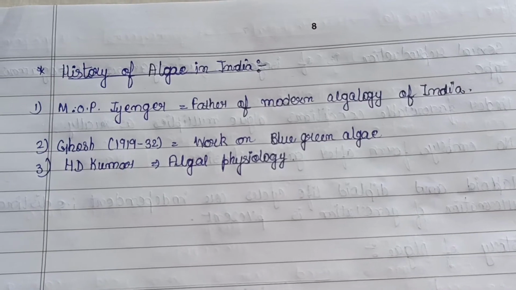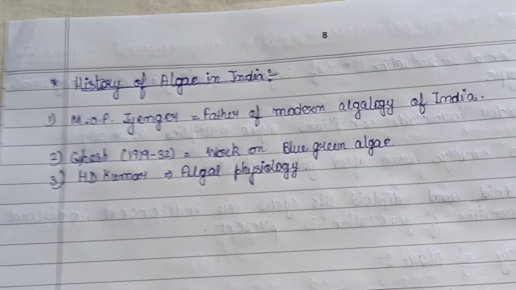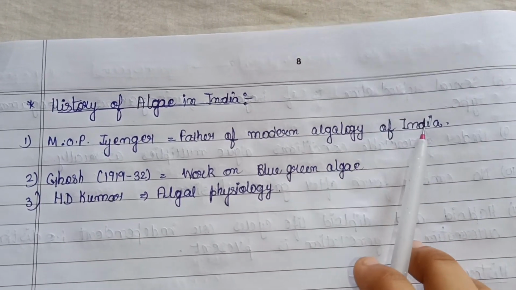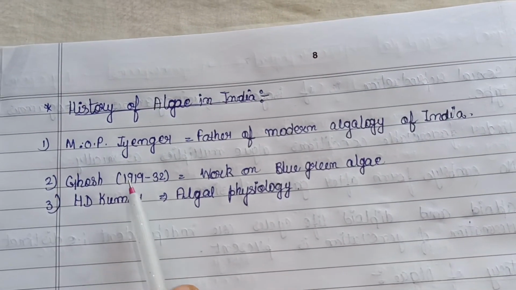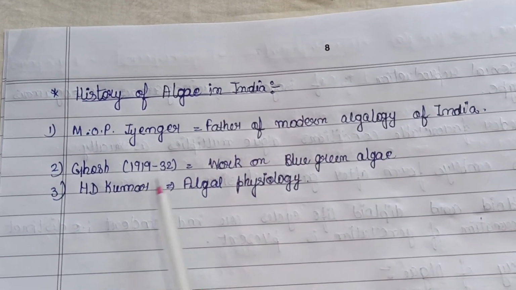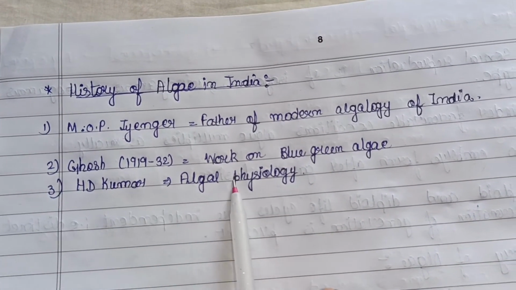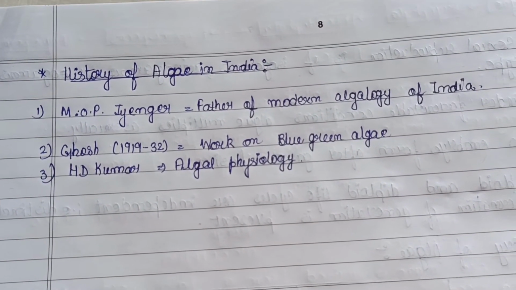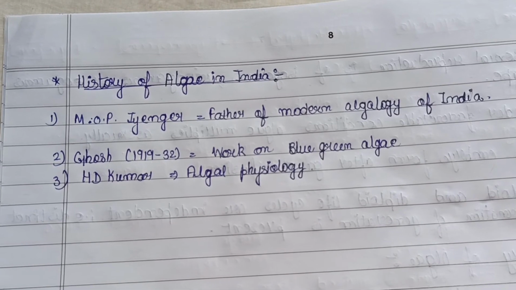And at last, the history of algae in India. First of all, M.O.P. Iyengar was known as the father of modern algology of India. Then Ghose, in 1919 to 1932, worked on the blue-green algae. And H.D. Kumar was one of the pioneers of algal physiology. So that's all about the general characteristics and history of algae.